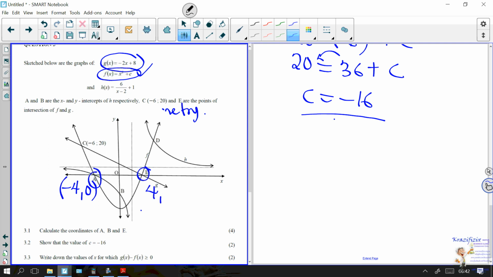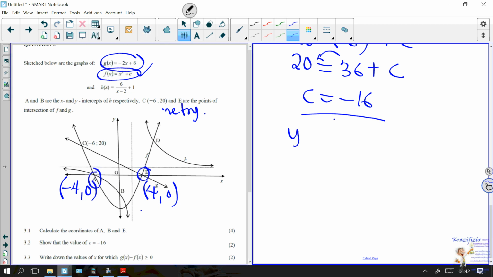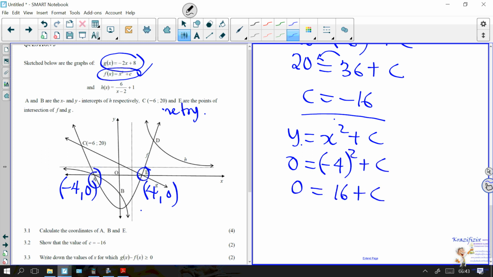And here you have 4. Okay, let's try something. Now, since A is also on f of x, I can also say y equals x squared plus C. What is my y value at A? 0. X value at A? Negative 4 squared plus C. 0 equals 16 plus C. C equals negative 16. Using point A.